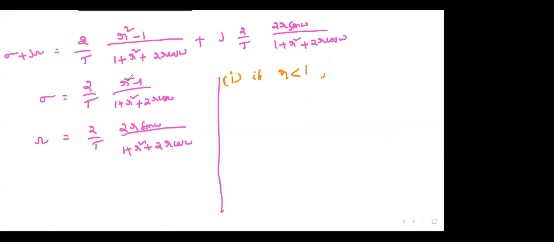R is less than 1. This r square is less than 1. So this will be negative value. Understanding, Sandhya? Yes, sir. This will go to completely negative value. That means this sigma will be less than 0.